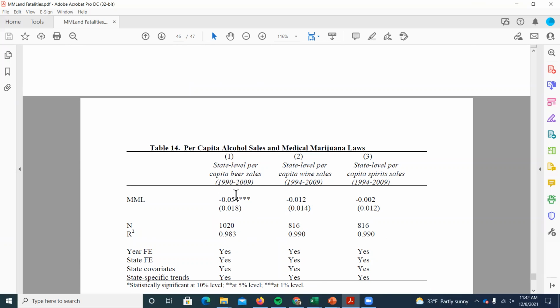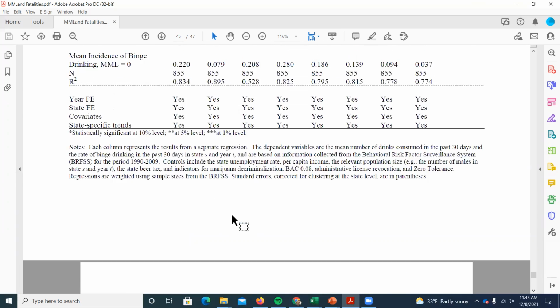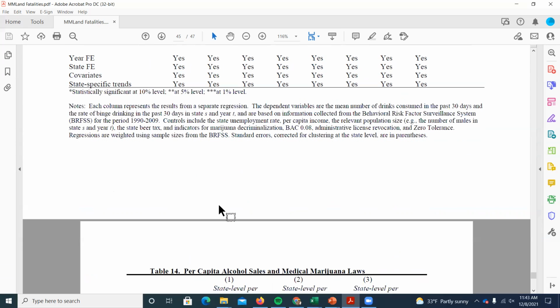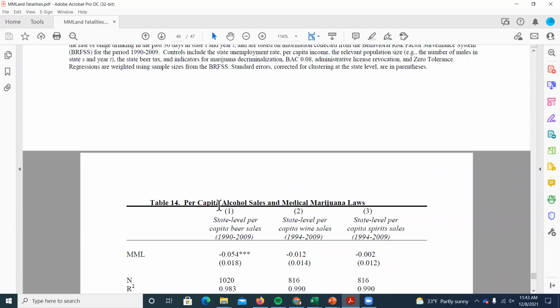So they tried to paint a real complete story. It looks like beer sales are going down after medical marijuana is legalized. It looks like binge drinking and the number of drinks, I think this was the number of drinks a month, are all going down. So it looks like maybe these are, in fact, not complementary goods, but to some degree substitutes, right? Once you have marijuana as a potential legal option, you reduce the amount of alcohol consumption and you reduce the negative side effects of increased alcohol consumption through things like traffic fatalities.